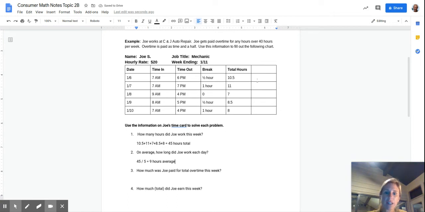Obviously this 10 and a half and this 11, those are really long days. Maybe that's why he followed it up with a 7-hour day. Your typical work day is 8. And how much was Joe paid for overtime this week? If 40 hours is a full work week, how many hours extra did he work? So he worked 5 hours extra that he would get paid overtime.